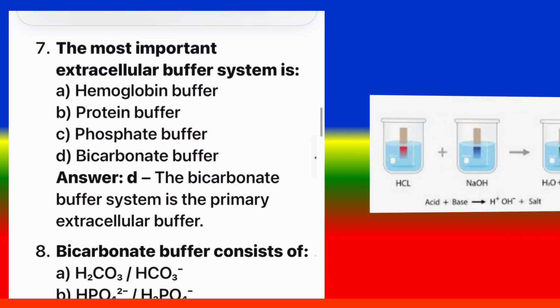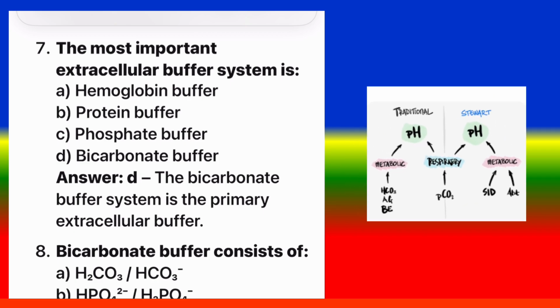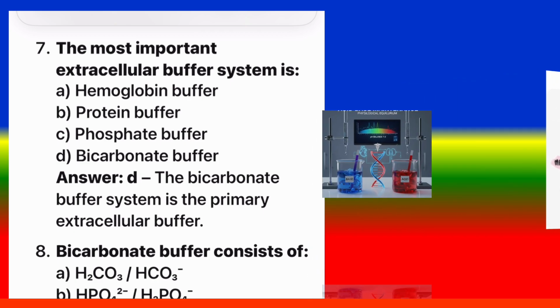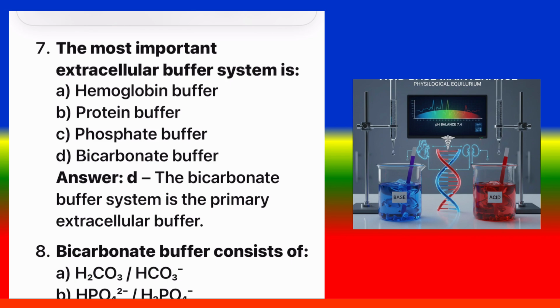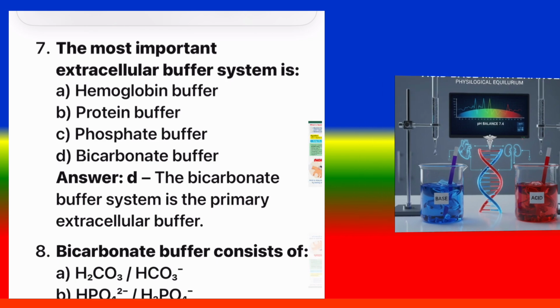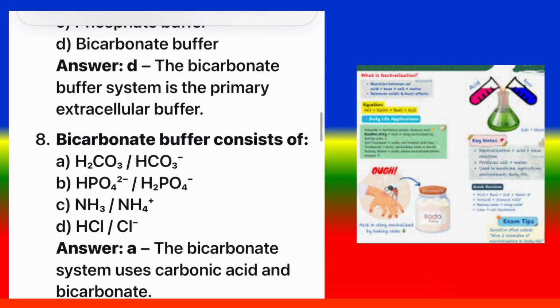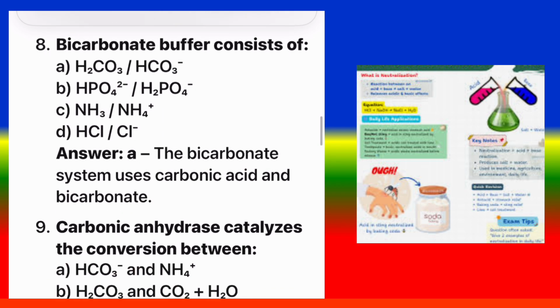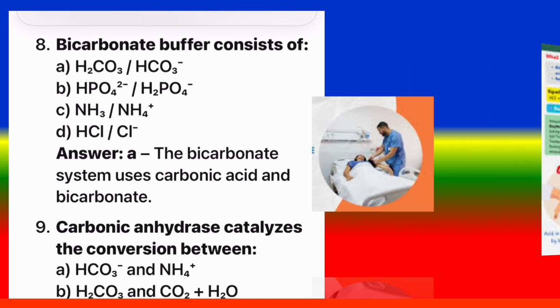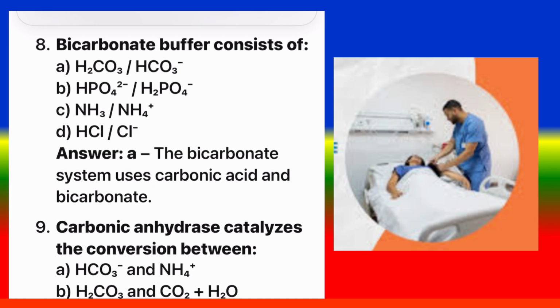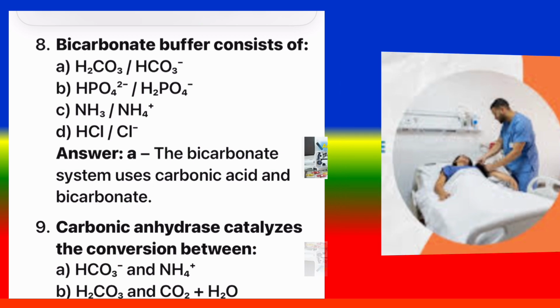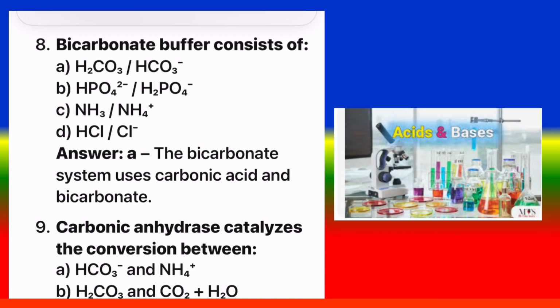7. The most important extracellular buffer system is: A. Hemoglobin buffer, B. Protein buffer, C. Phosphate buffer, D. Bicarbonate buffer. Answer D. The bicarbonate buffer system is the primary extracellular buffer. 8. Bicarbonate buffer consists of: A. H2CO3 and HCO3-, B. HPO4 and H2PO4, C. H3PO4 and H2PO4, D. HCl and Cl-. Answer A. The bicarbonate system uses carbonic acid and bicarbonate.